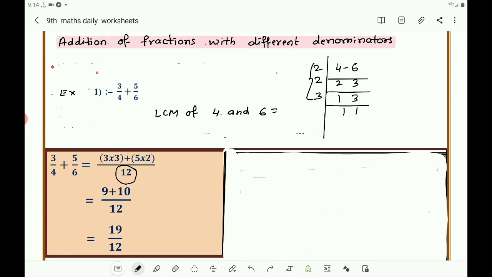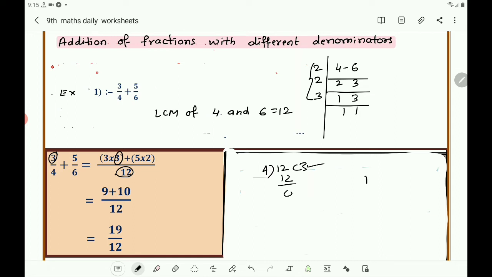Next, here you know that the numerator changes. 3 is there. 3 must be multiplied by something. And 5 is there. 5 must be multiplied by something, as the denominator is changed. Here the 4 is changed to 12. So 4 into what is 12? 4 into 3 is 12. So 3 must be multiplied by 3. Here 12 divided by 4 you take. 4 3s are 12. So this 3 must be multiplied by 3.